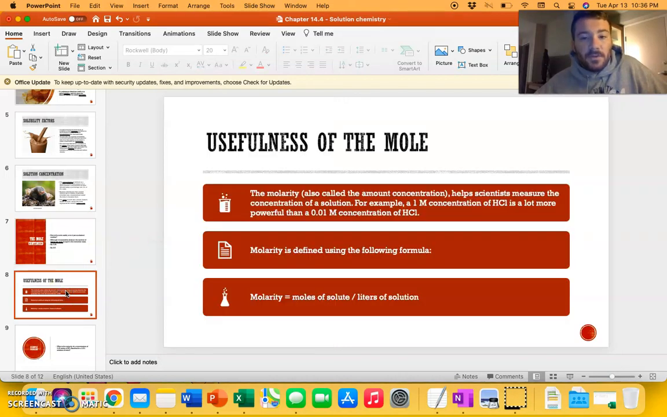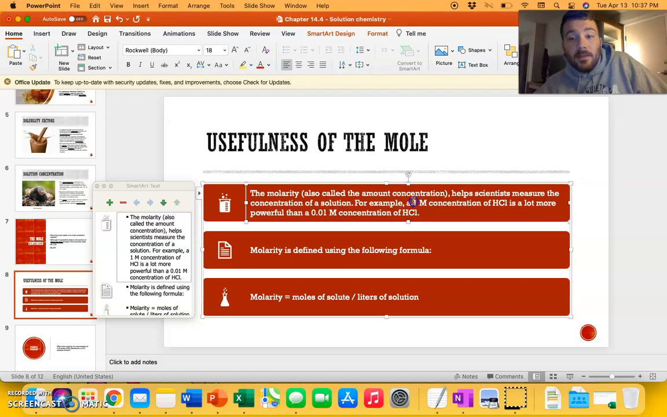Now, the usefulness of a mole, and I'm going to introduce this topic, but we're going to finish it tomorrow because it's going to contain no small amount of math. And of course, math is something that I don't want to shove at you in some condensed session. Molarity, also called the amount concentration, helps scientists measure the concentration of a solution. For instance, a 1 molarity concentration of hydrochloric acid is a lot more powerful than a 0.01 molarity concentration of HCl. Okay, this here is a lot less concentrated than this here.